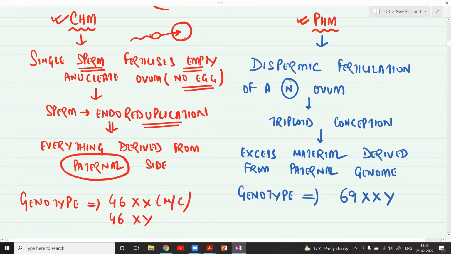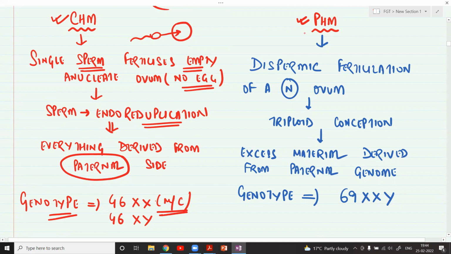A single sperm is fertilizing an empty ovum, and that particular sperm is again undergoing duplication. So there is endoreduplication. If you look at the genotype, it is 46XX or 46XY. So there is a diploid. Most commonly, these have 46XX as the genotype. Very clear about the pathogenesis of complete mole.